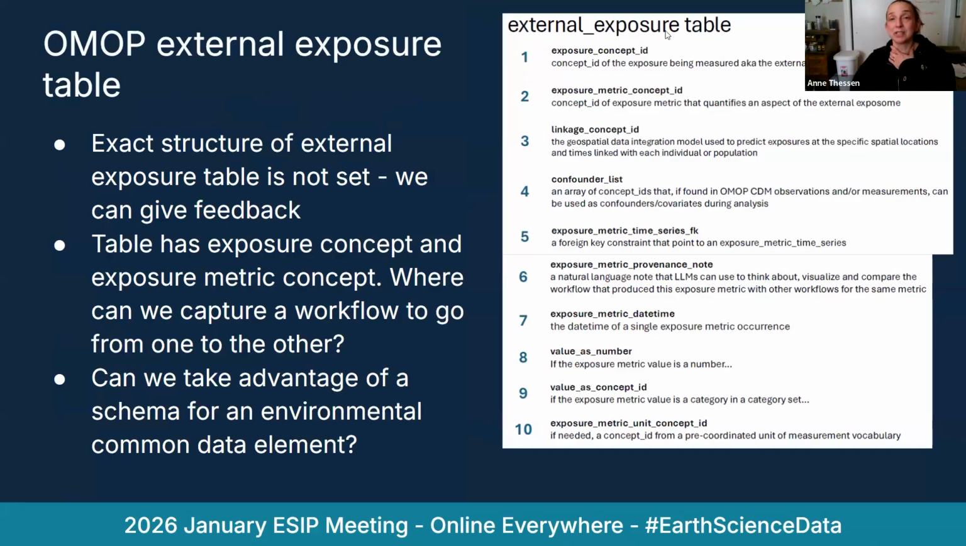You can see the exposure table has an exposure concept ID and an exposure metric concept ID. We can say the exposure concept ID is heat stress, and we can do this using an ontology term from an exposure ontology like ECTO. But again, what are you actually doing to measure heat stress? That's the important part. How do you go from these global data sets to an actual measure of heat stress that's relevant for an individual person? And where can we capture that workflow to go from one to the other?